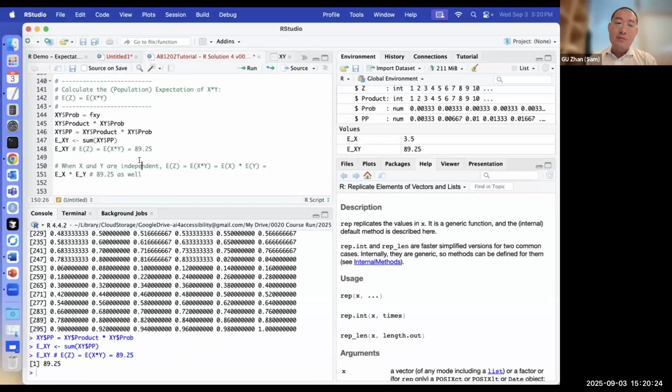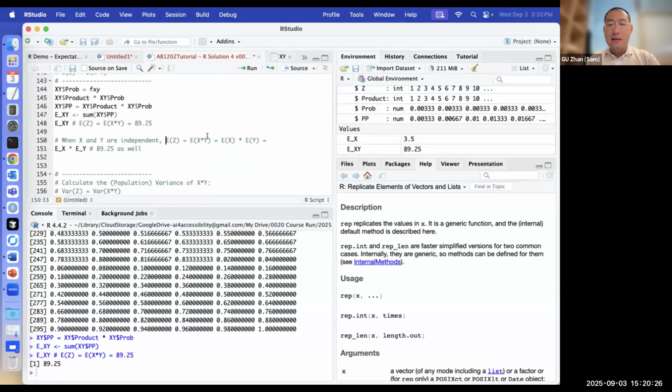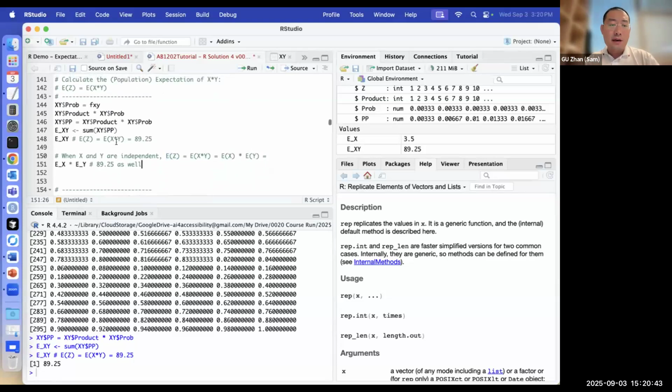89.25. Okay, so based on the property of expected value, earlier we mentioned that if X and Y are independent, then the expectation of X times Y is equivalent to the expectation of X times the expectation of Y. So we can verify what the expectation of X is.